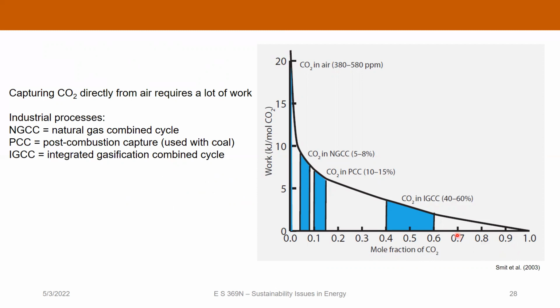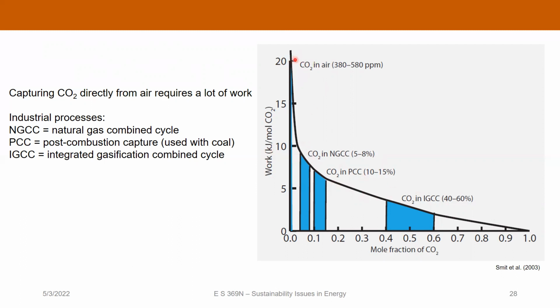So immediately what you notice is that it takes a lot more work to separate the CO2 if your incoming mole fraction is very small. And what's important to note here is that you can compare the amount of CO2 in power plant exhaust streams to that present in the atmosphere. So you'll see, depending on the different type of power plant you're dealing with, we've got natural gas combined cycle, post-combustion capture, usually used with a coal-fired power plant, and then integrated gasification combined cycle. You're typically looking at fewer than 10 kilojoules per mole of work required to separate.